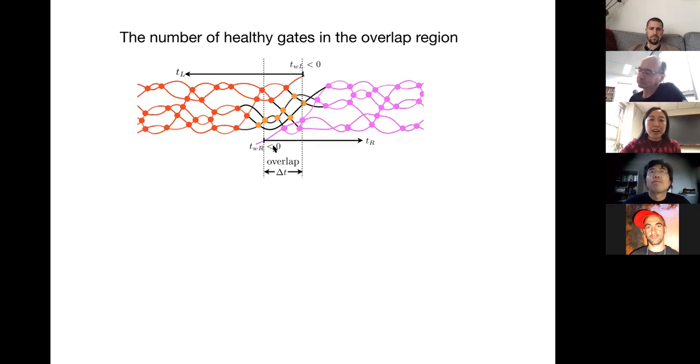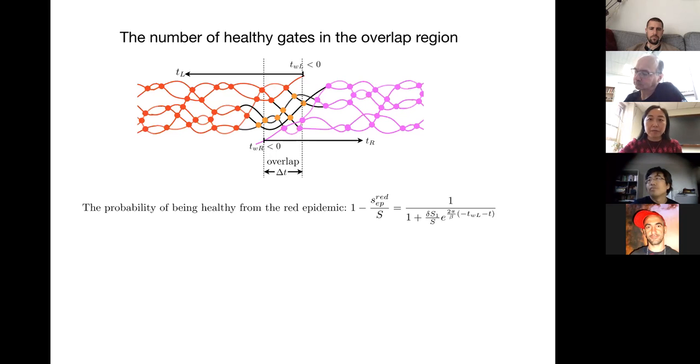So once we have an overlap like this, one thing we can do is to study this overlap region. We can estimate the number of healthy gates in the overlap region. Imagine you have some circuit made of these healthy gates, the orange gates, and there's a virus that comes in: the red epidemic grows towards the left, and the purple epidemic grows towards the right.